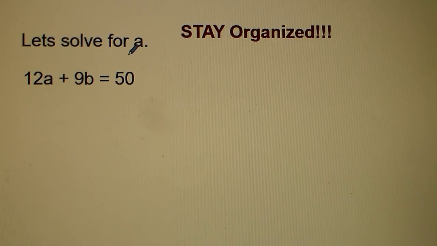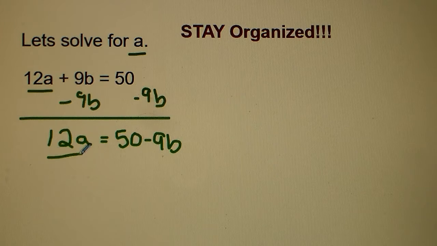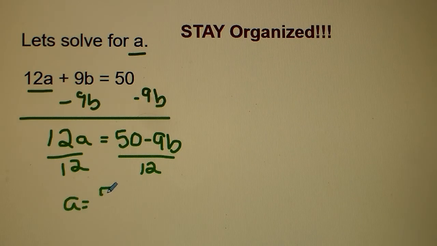Let's try another one. Still once again solve for a, meaning get this a all by itself. So the opposite of plus 9b is minus 9b. So we get 12a equals 50 minus 9b. We then divide by 12 to both sides. And we get a equals 50 minus 9b divided by 12.